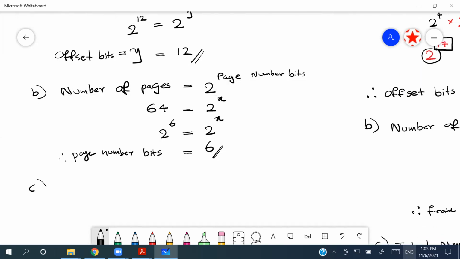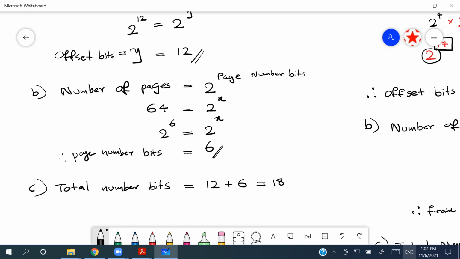Then part C asks, what's the length of the address? Width of the address, length of the address, right? That is, how many total bits are there in the address? And sometimes they use a particular word called word size. Word size, right? When we are doing the exam questions, you will find those things, right? So total number of bits equals 12 plus 6, which equals 18, right?